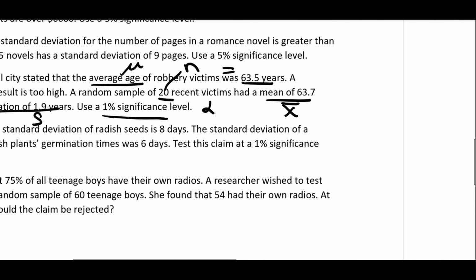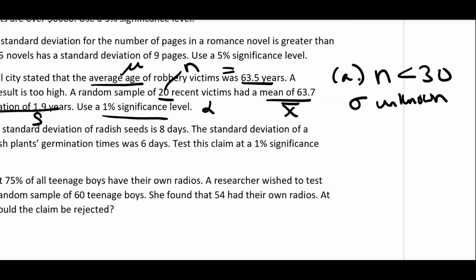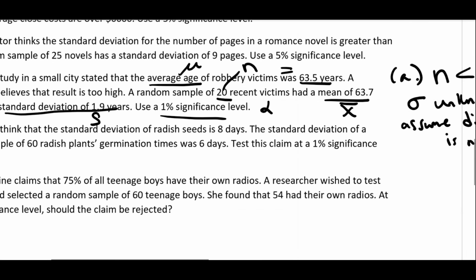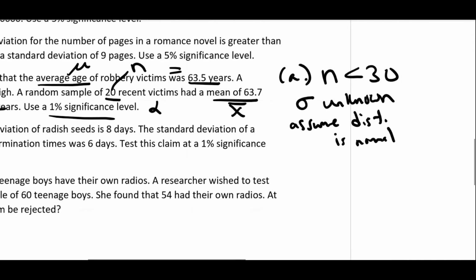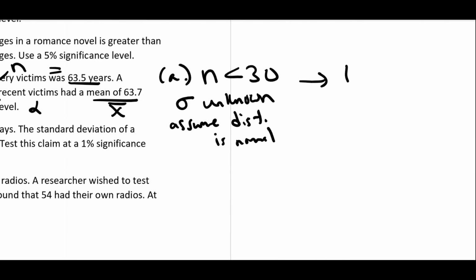Okay, so first off, what kind of test are we going to use here? Well, because n is less than 30 and sigma is unknown, and we assume, though it doesn't say in the problem, that the distribution is normal. Usually the problem will tell you to assume it's normal, but if not, just assume that it's normal. We don't know sigma, we only know s, and n is less than 30, so we're going to use a t-test. So, a t-test for a mean.